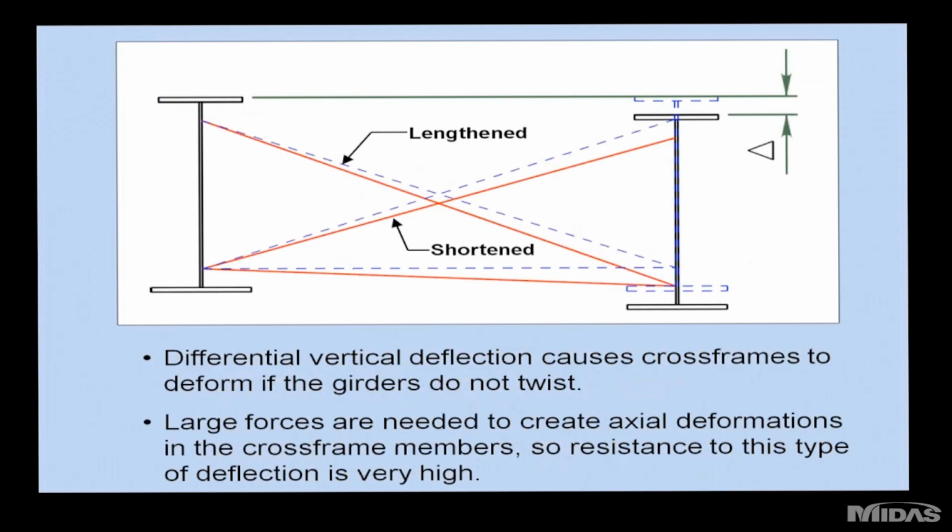Here's a simple diagram of how the cross frame functions. If you have differential deflection between adjacent girders, and you assume the girders don't twist, you have to assume there's axial deformation in the cross-frame members. It takes a lot of force to deform those members axially, so the resistance to this type of movement is really high.